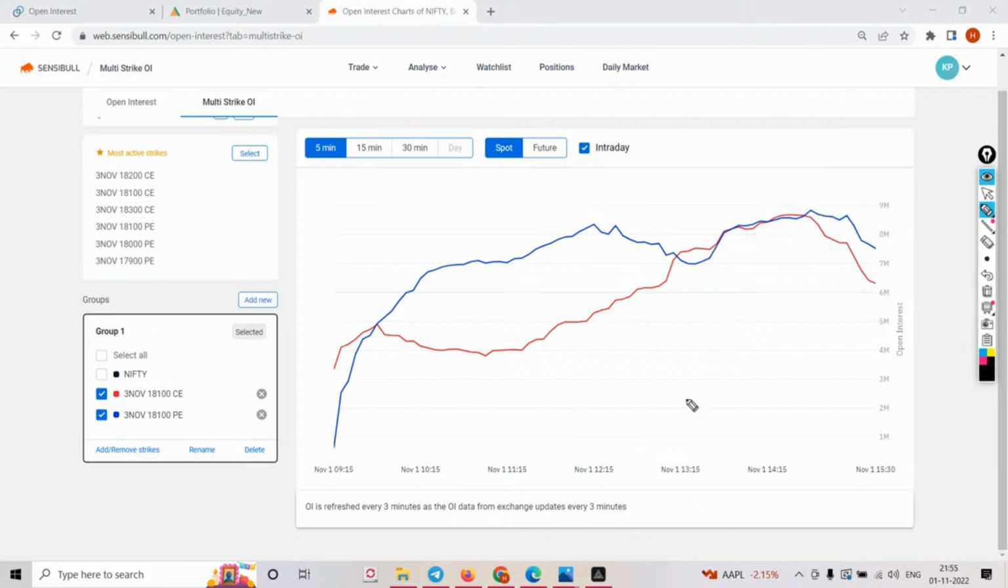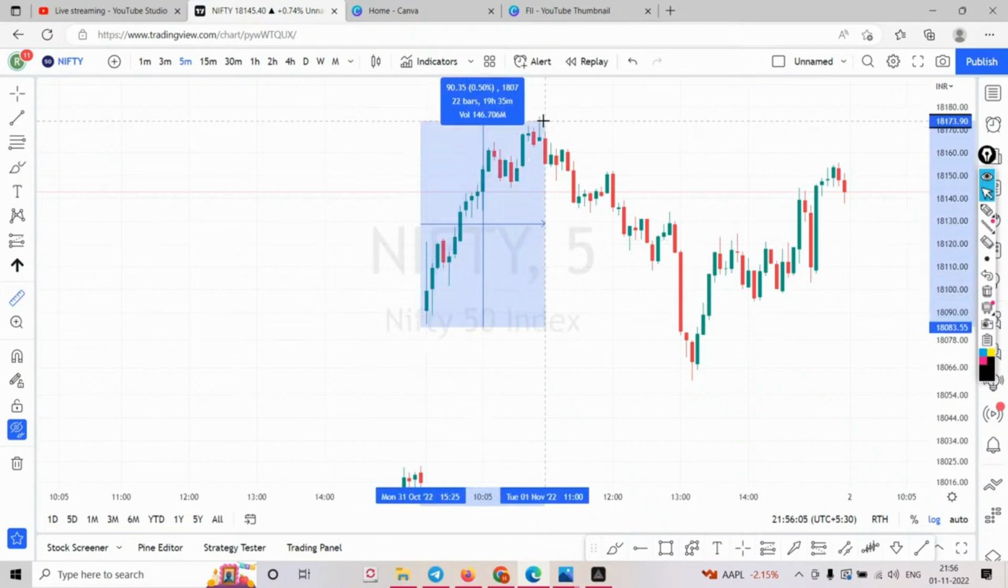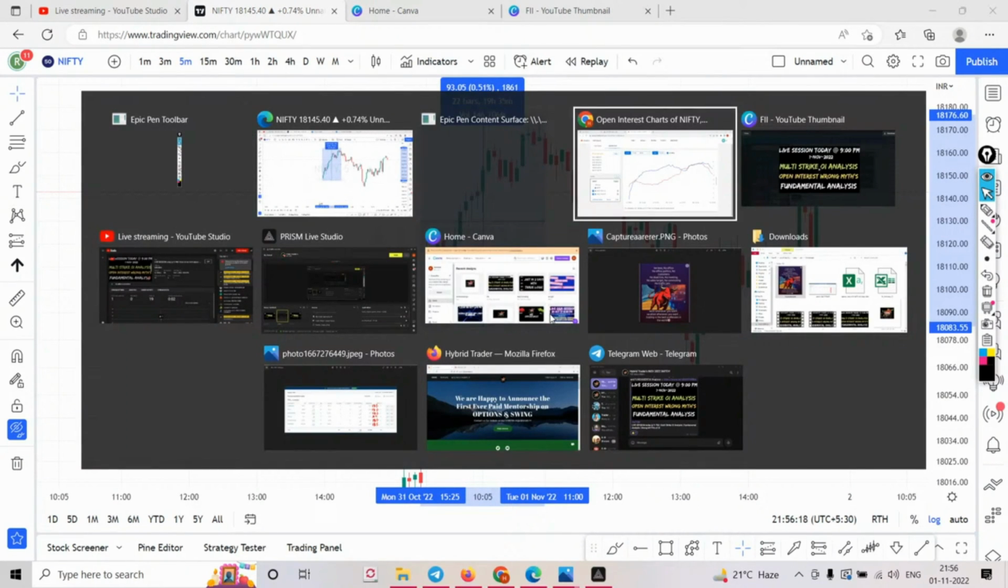Now let me compare it with your chart. Let me show you, friend. I'm on mobile, right? From almost 10:55 until 11 o'clock, we have seen a rally. This made a rally of 0.5%. We already had a gap up, and then the market went until 11 o'clock and made a 0.5% gap up. So let's see what happened from 9:15 to 11 o'clock.